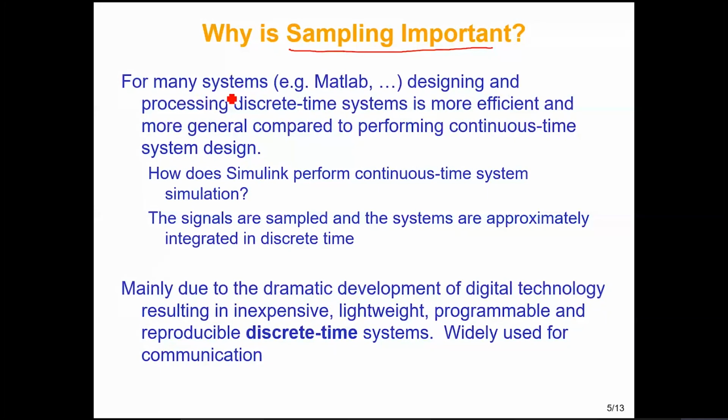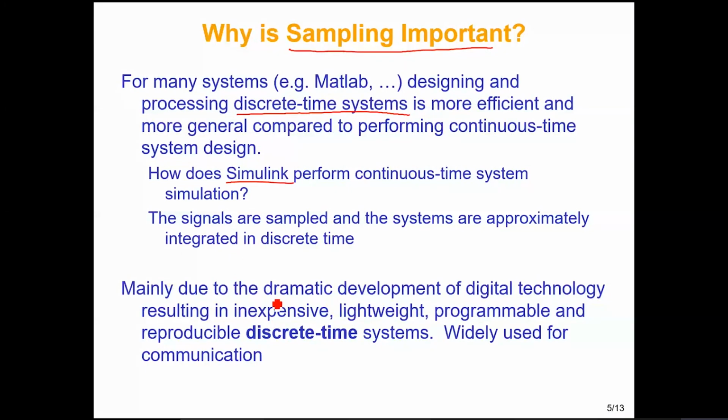And as it is mentioned here, many systems use different types of tools like MATLAB and all that, where designing and processing discrete time systems is very, very simple for us. It is much more efficient and more general compared to performing continuous time system design. So we can easily work with discrete time signals. It is much easier for us. Otherwise, also storage is easy and reproducibility is easy, and so many different benefits are there. So that is why sampling is important, or conversion of continuous time into discrete time is involved. And we can use Simulink to perform simulation, and we can do so many other things.